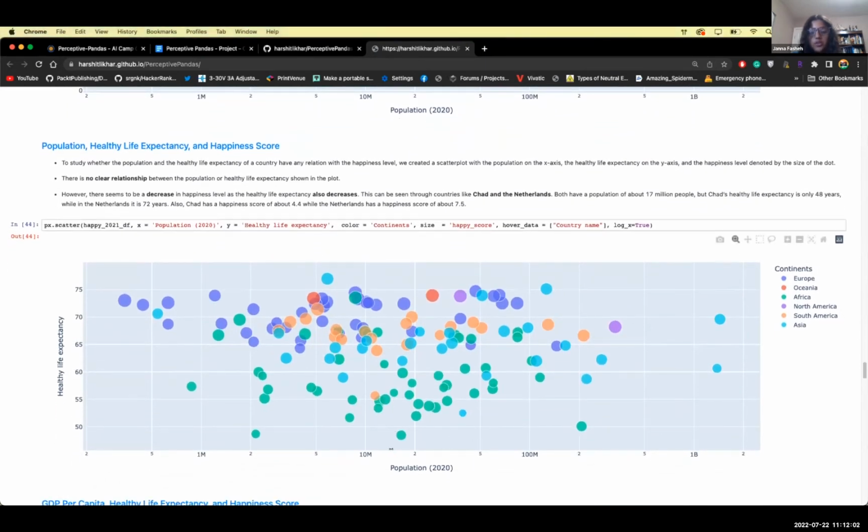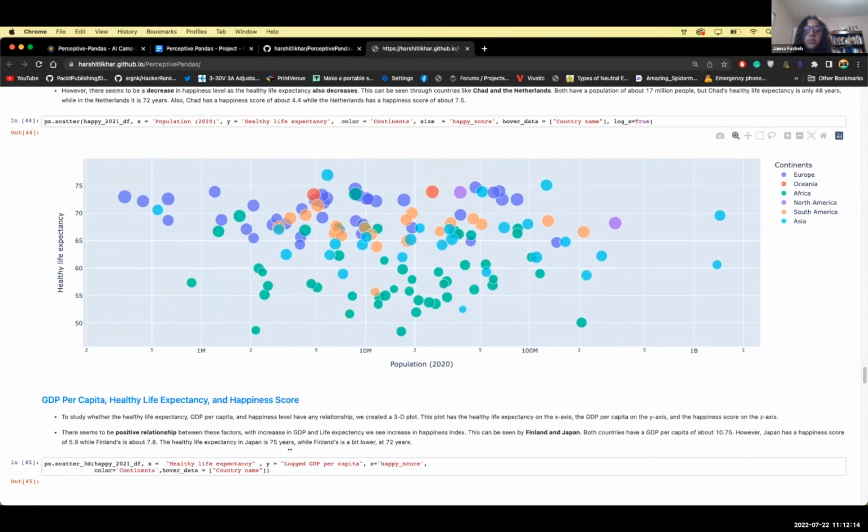And this plot shows population versus the life expectancy. And again, the size of the dot indicates the happiness. So we can see that with lower life expectancy, generally there's lower happiness as well, with the smaller dots.